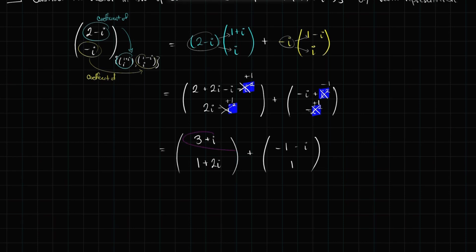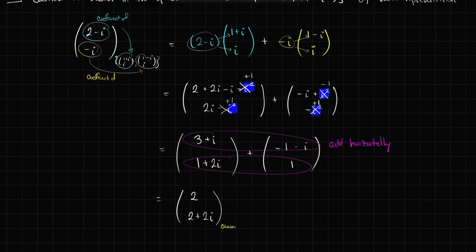Vectors also allow me to add horizontally. This gives me 3 plus i minus 1 minus i. I end up with 2, and I end up with 1 plus 2i plus 1, also known as 2 plus 2i. And so this is now the vector that I started with.